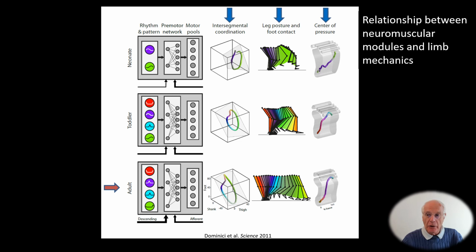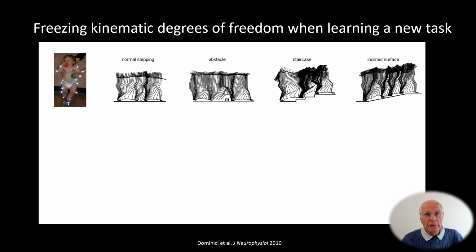Some 80 years ago, Nikolai Bernstein proposed that freezing the degrees of freedom of motor coordination facilitates learning a new task by reducing the size of the search space. We found this effect by studying different groups of people who step over an obstacle, on a flat surface, on stairs, on an inclined surface, up or down.